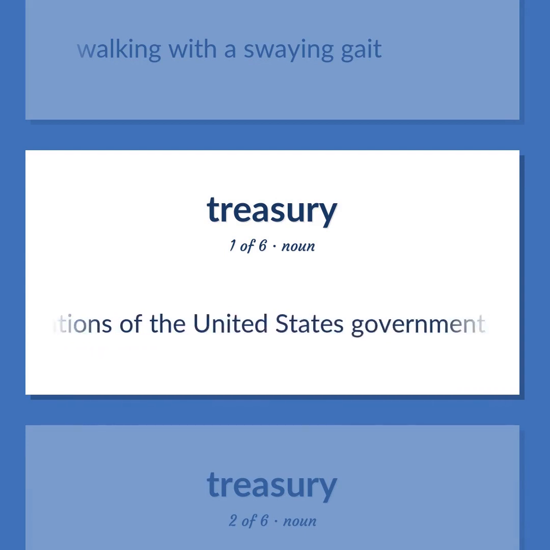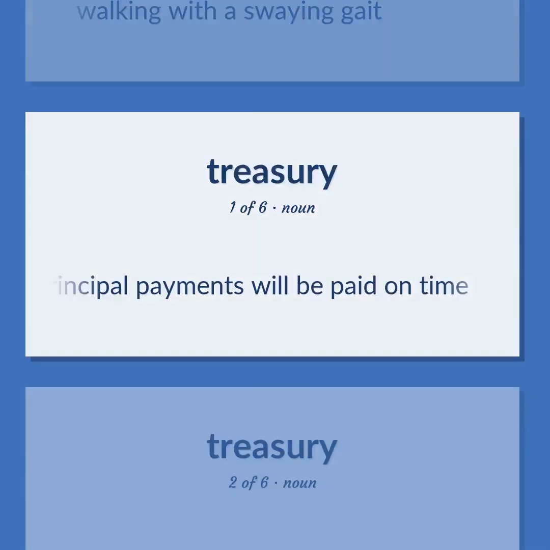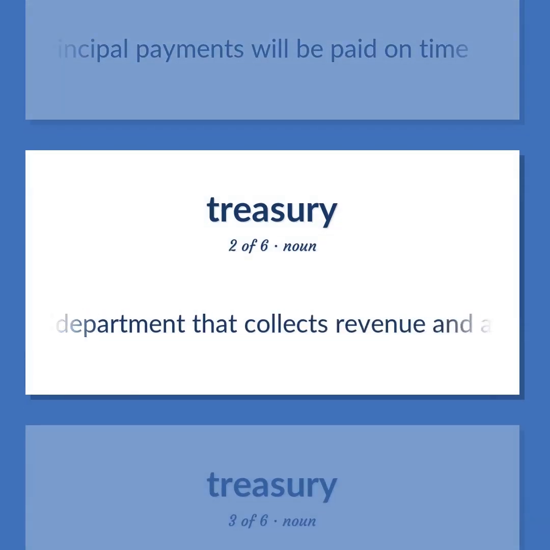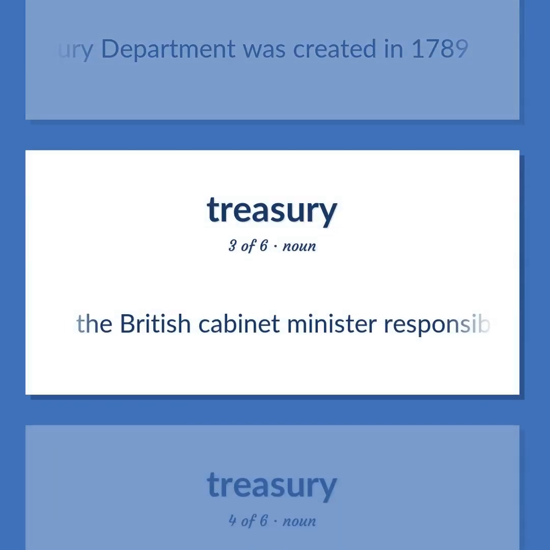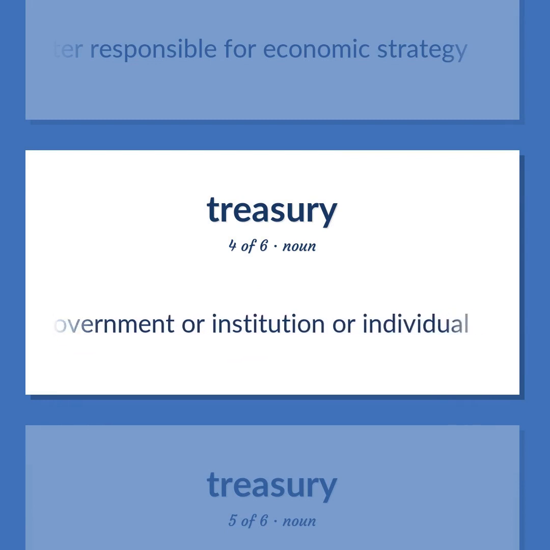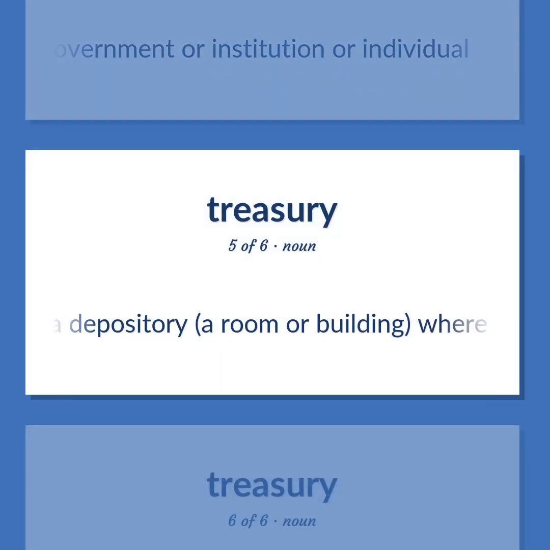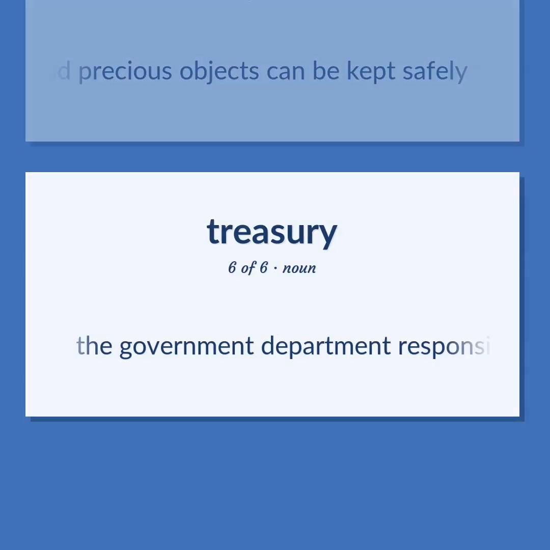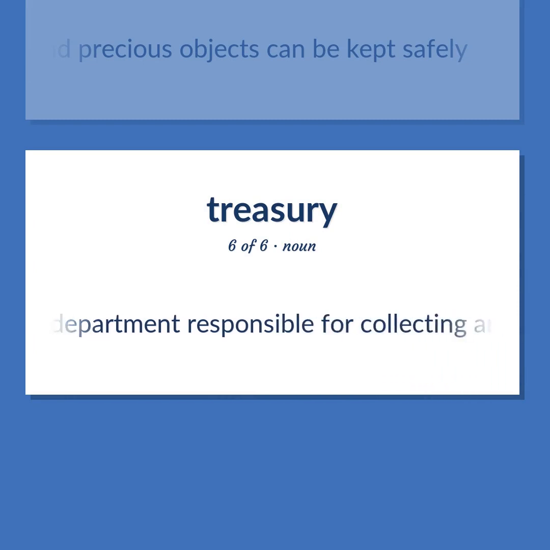Negotiable debt obligations of the United States government which guarantee that interest and principal payments will be paid on time. The federal department that collects revenue and administers federal finances. The Treasury Department was created in 1789. The British cabinet minister responsible for economic strategy. The funds of a government or institution or individual. A depository, a room or building, where wealth and precious objects can be kept safely. The government department responsible for collecting, managing and spending public revenues.